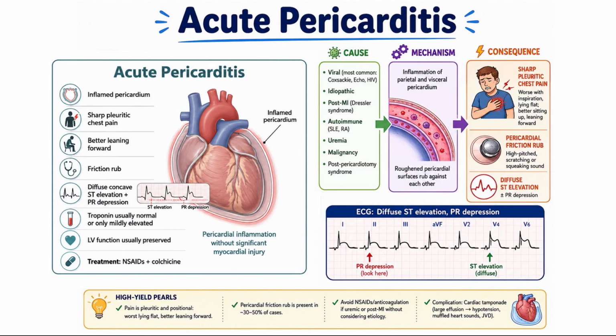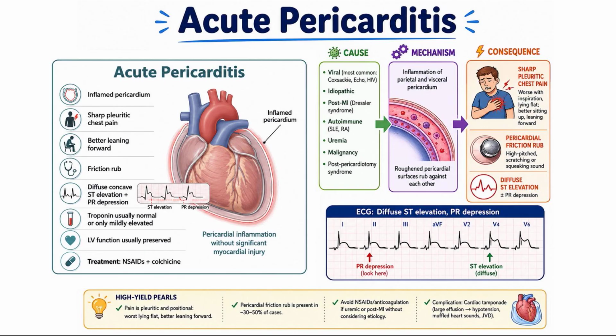High-yield pearls. Pain is worst lying flat, better leaning forward. The rub shows up in maybe 30 to 50% of cases. Be careful with NSAIDs or anticoagulation if the cause is uremic or post-MI. And the big complication to watch for? Cardiac tamponade. Let's put pericarditis head-to-head with a STEMI, because this is exactly where Step 2 loves to trip people up.